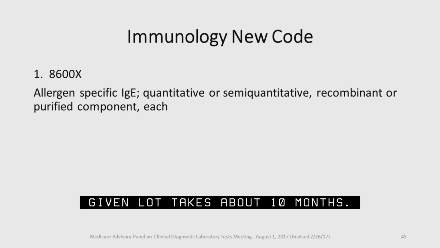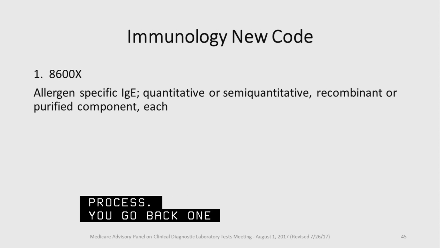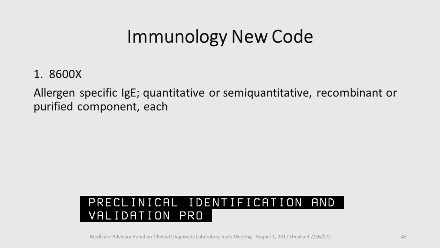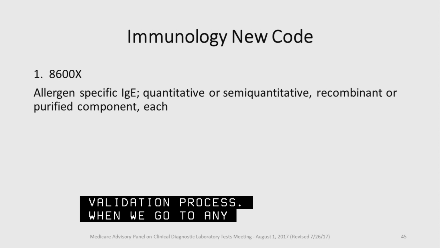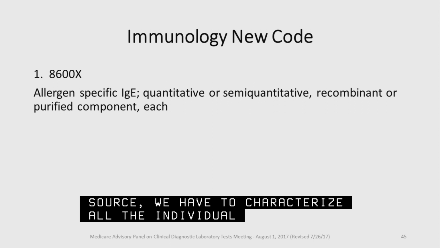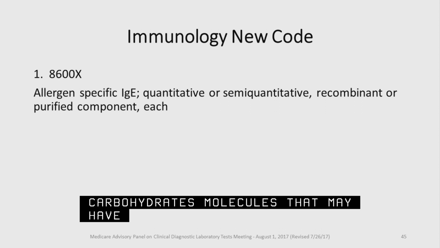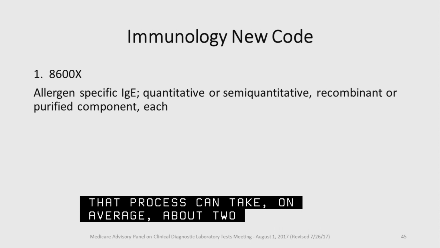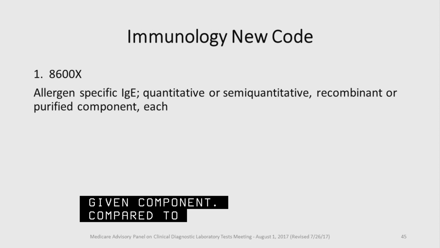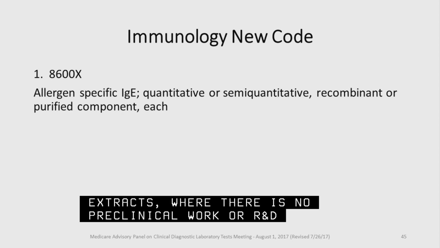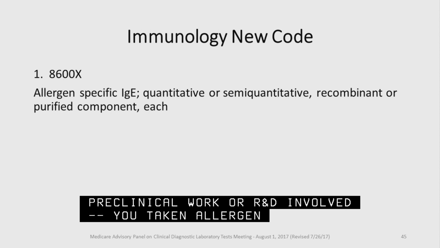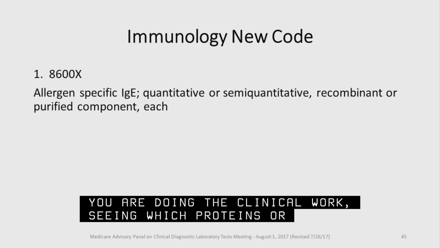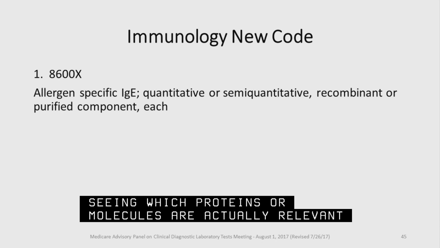And then to go back one step, the preclinical identification and validation process. When we go to any given allergen source, we have to characterize all the individual proteins or carbohydrate molecules that may have allergenic properties. We have to assess their clinical validity. That process can take on average about 2 years for any given component. Compared to whole allergen extracts, where there's no preclinical work or R&D involved, you just take an allergen source, extract it, and put it onto a solid phase. With a component test you're doing preclinical work, seeing which proteins or molecules are actually relevant to developing tests with clinical applicability. That can take, like I said, 2 years, plus 10 months of actual production.